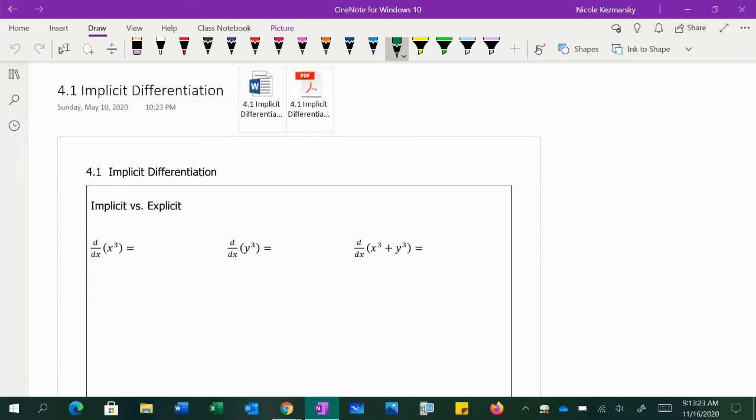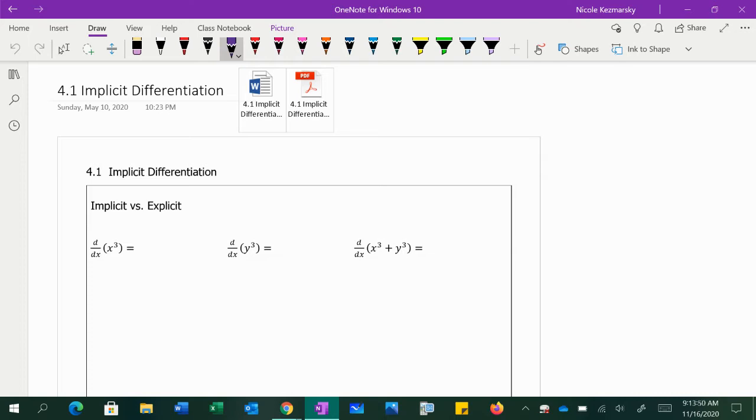Welcome to 4.1 Implicit Differentiation. In this section, we're going to be talking about what are called implicit functions and how we take the derivative of them. Up until this point, you've dealt with mainly explicit functions. Explicit functions are defined as y equals, and everything on the other side of the equal sign is an x value.